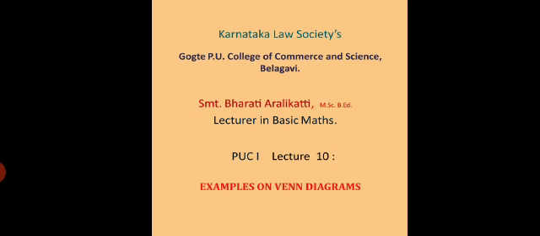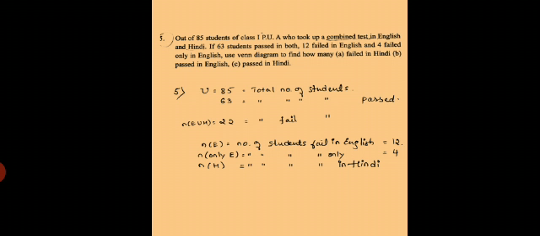So let's get started. Out of 85 students of class 1 PU, who took up a combined test in English and Hindi, 63 students passed in both, 12 failed in English and 4 failed only in English. Use Venn diagram to find how many (A) failed in Hindi, (B) passed in English, (C) passed in Hindi.